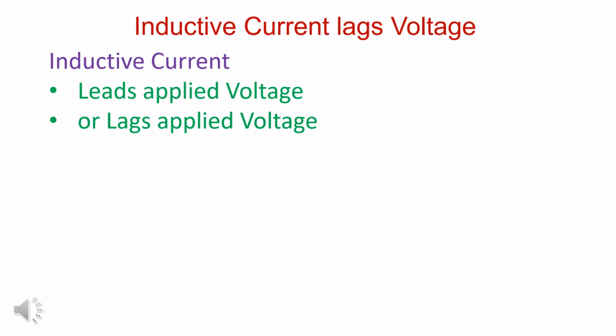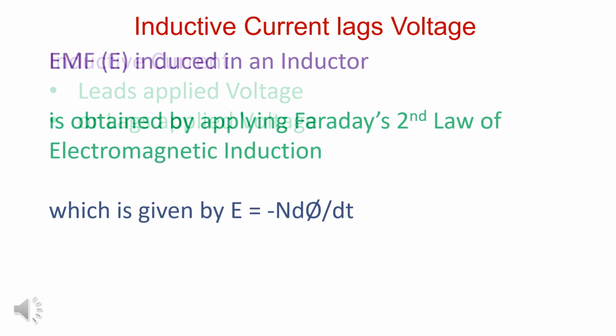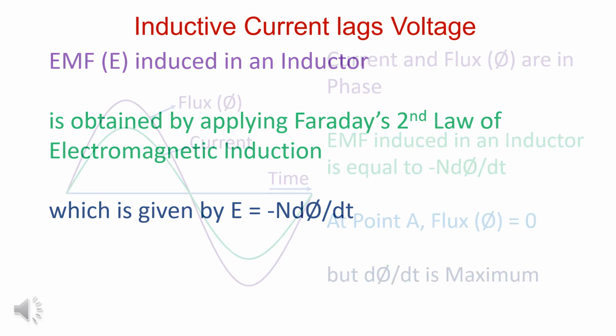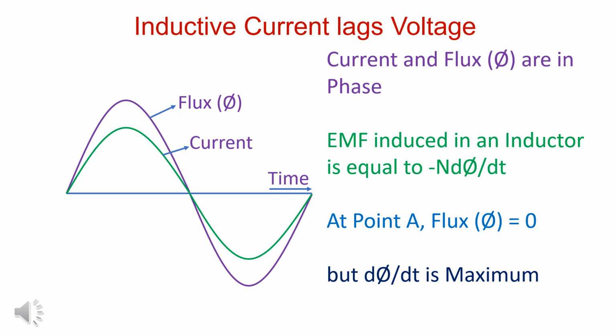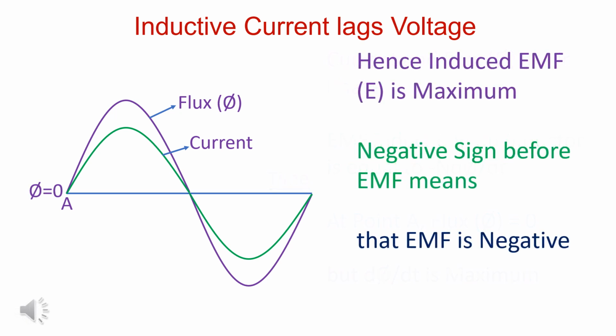Does inductive current lag or lead the applied voltage? The EMF induced in an inductor is equal to minus N d phi by dt. Current and flux phi are in phase. At point A, flux phi is equal to 0, but d phi by dt is maximum. Hence, induced EMF, which is proportional to d phi by dt, is maximum. The negative sign before EMF means that the EMF is negative.